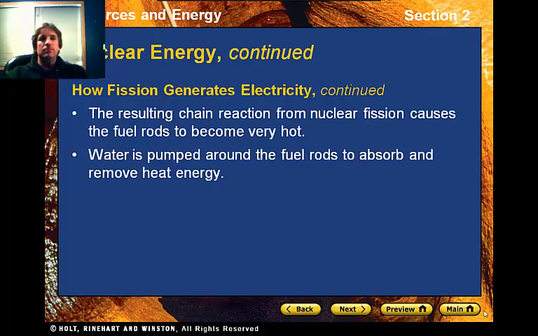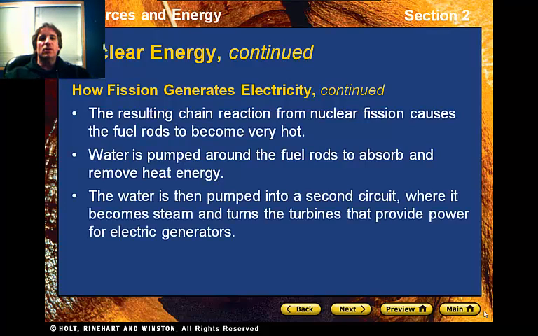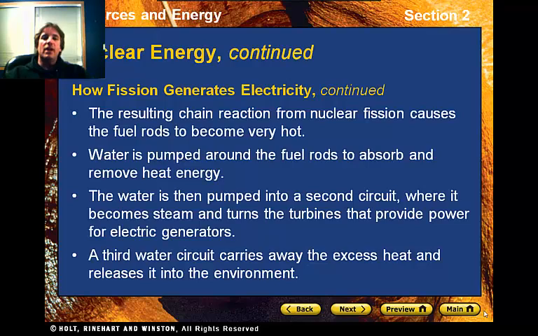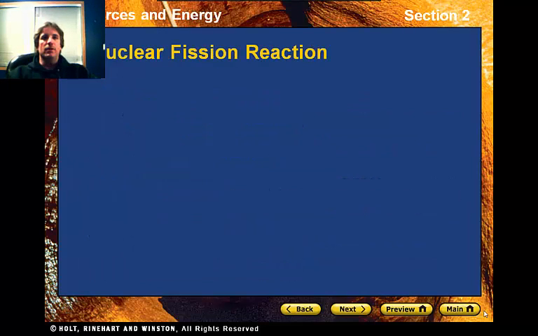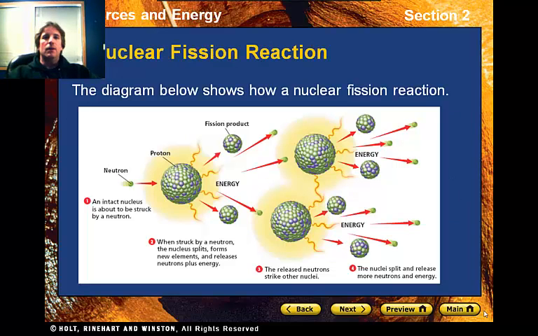That heat is then pumped into the second circuit where it turns into steam. The steam is pumped through to turn turbines with electric generators. So it's, again, the same process, just a different way of doing it when we talk about oil making electricity. Then usually that other circuit carries away the excess heat and releases that heat out into the environment, which is a little bit of heat, not a big deal. So here's your picture of a fission reaction. Again, that's a picture from your book.